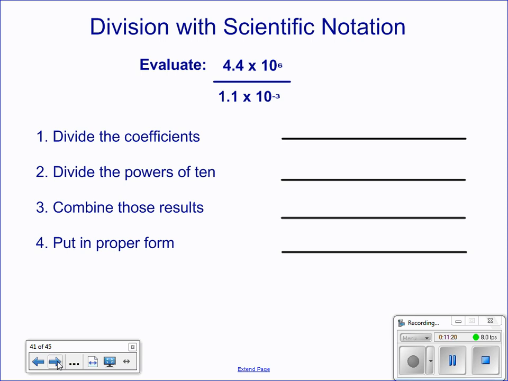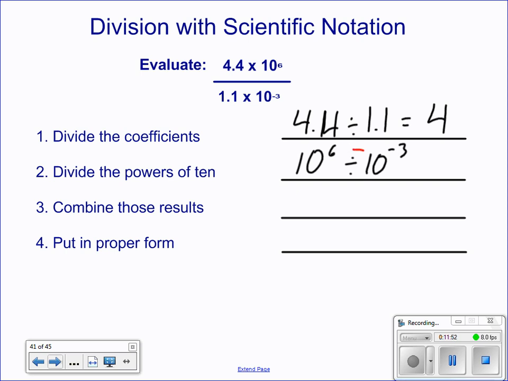One more example here. I divide the coefficients. So I'm going to take 4.4 divided by 1.1. That's going to equal 4, because I know 4 times 11 equals 44, so it's the same type of problem. I'm going to take 10 to the 6th power divided by 10 to the negative 3rd power.